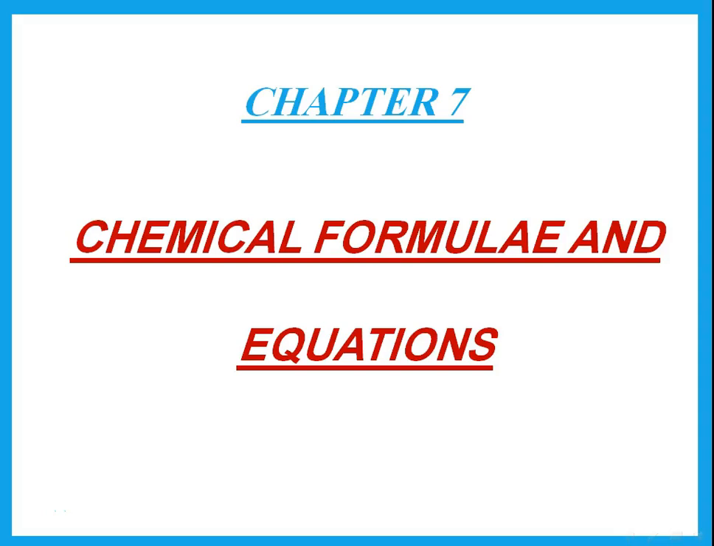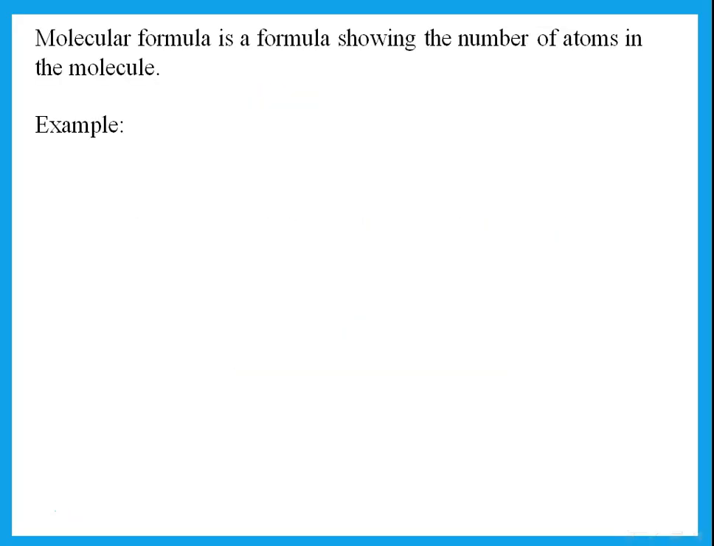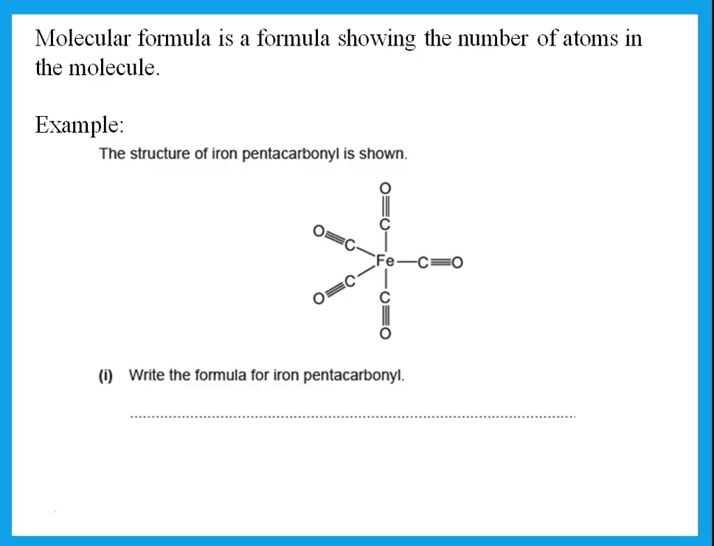Okay, so this is chapter 7, and this is talking about chemical formula and equations. So here we're going to learn how to write a chemical formula and how to write chemical equations. First of all, a chemical formula or a molecular formula is a formula showing the number of atoms in the molecule. So you can deduce that, for example, from the structure of the molecule.